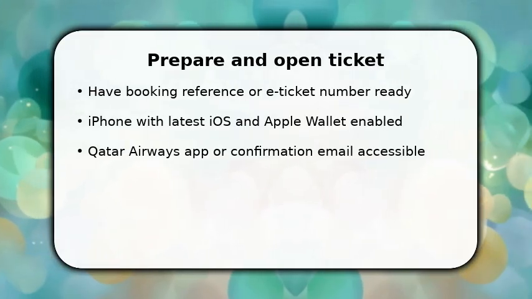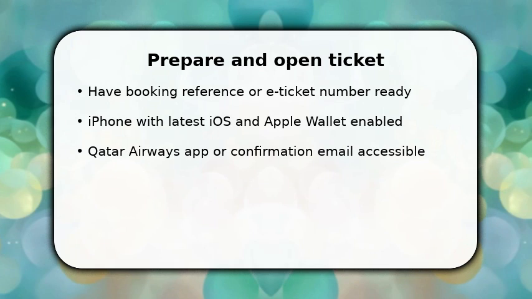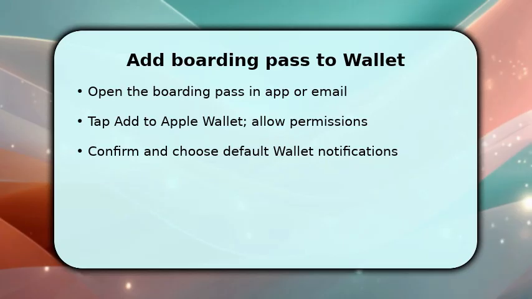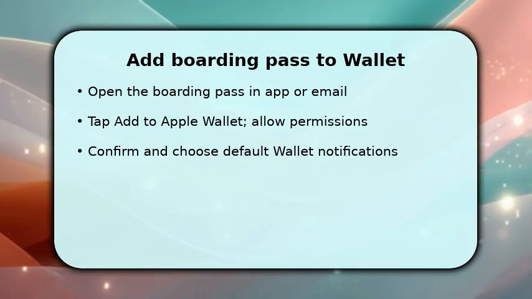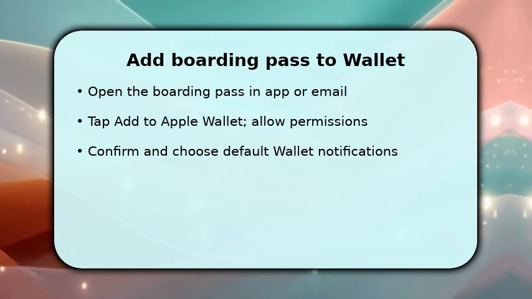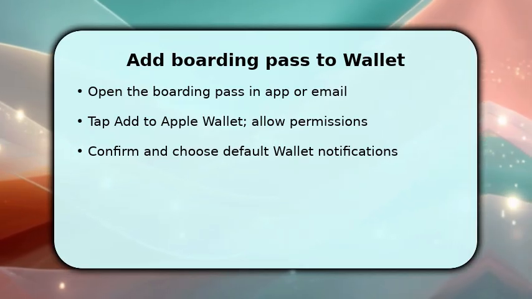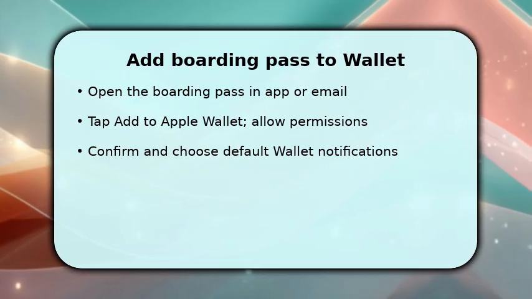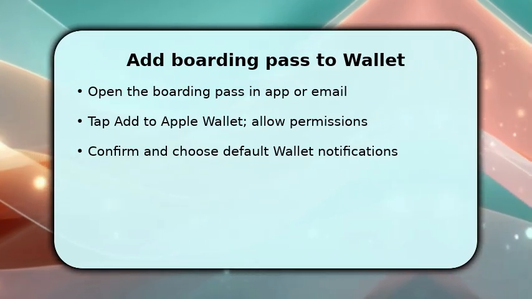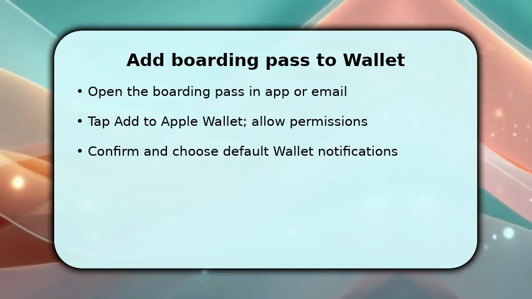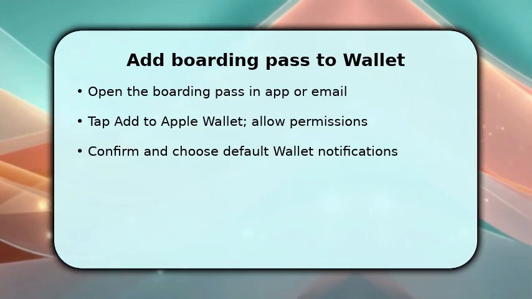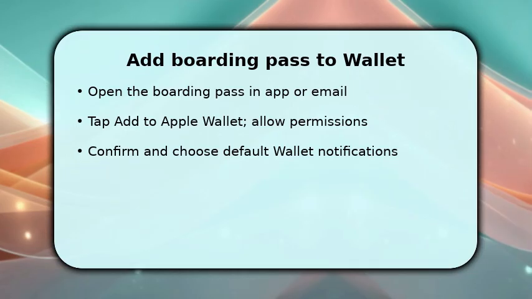to Apple Wallet. You'll now locate the boarding pass screen and tap the Add to Apple Wallet button. This button appears on the boarding pass view in the app or in the email attachment. When prompted, allow Wallet permissions and confirm which pass to add if there are multiple. Make sure to select relevant notifications so the pass appears on your lock screen near departure. If the button is missing, refresh the booking or reopen the app. Sometimes the pass generates after check-in completes.